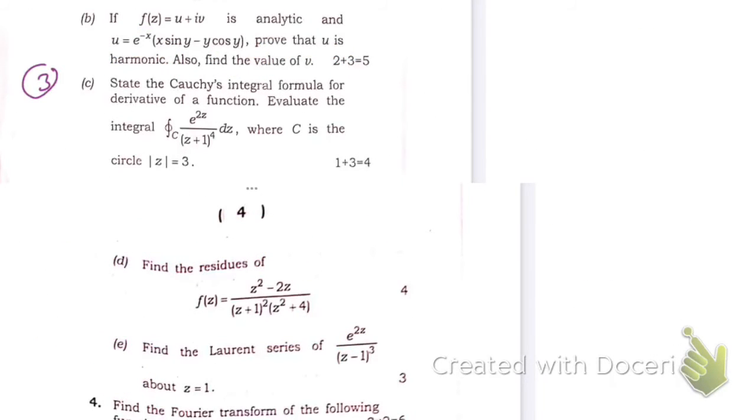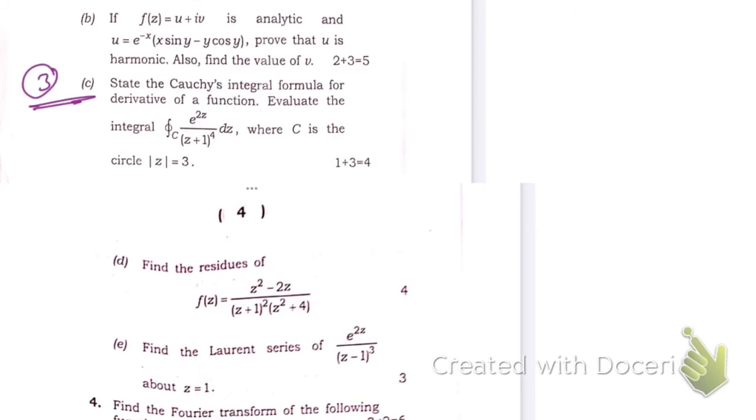Now let us solve question number 3c. So here, state Cauchy integral formula for derivative of a function. These things are already discussed in complex variables. So hope you watch the lectures on complex variables. If you haven't watched those lectures, then please check the playlist. Now we are going to evaluate only this part here. I'm not going to write the statements of theorems and definitions in this paper, because you're gonna get those in books.